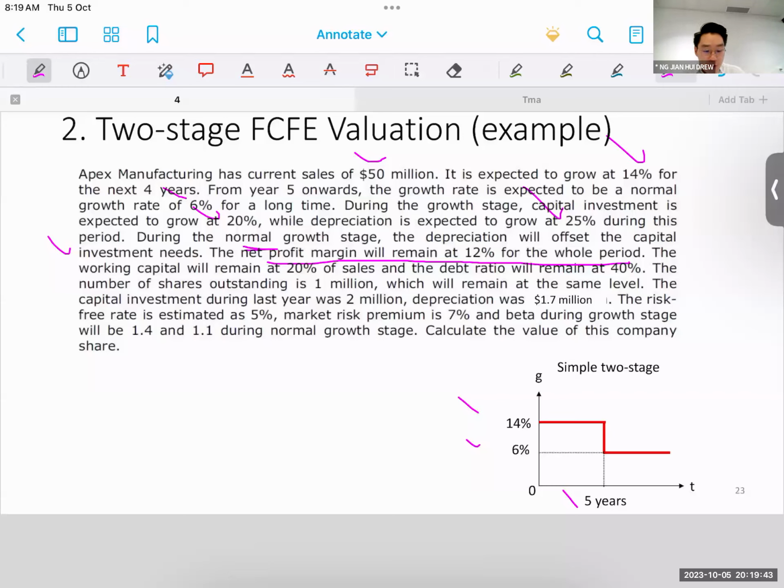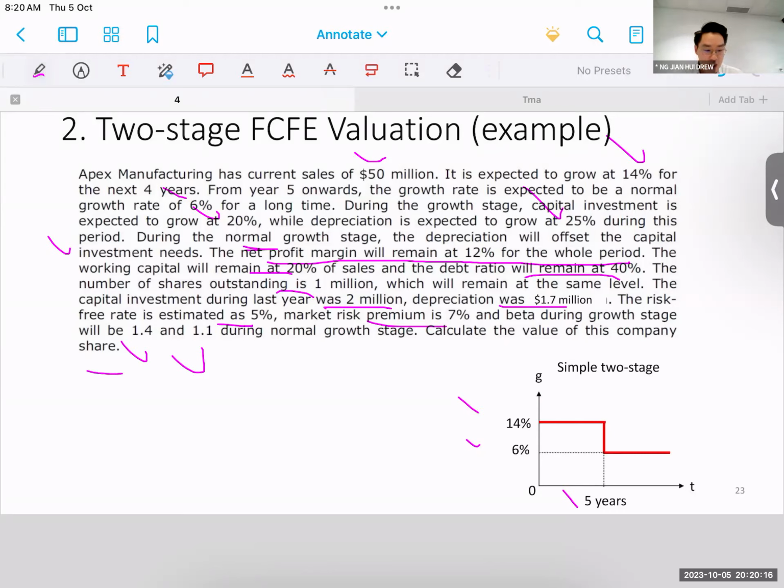Working capital remains at 20% of sales. Debt ratio remains at 40%. Number of shares outstanding is 1 million. The capital investment during the last 2 years is 20 million. Depreciation is 1.7. Risk-free rate is given. Market risk premium is 7%. They say that for the growth stage, there are 2 different betas, which makes sense: high growth, high risk, higher beta, higher systematic risk.